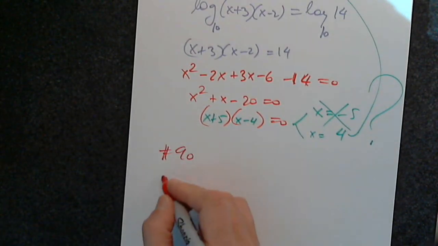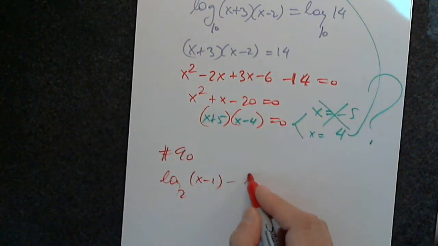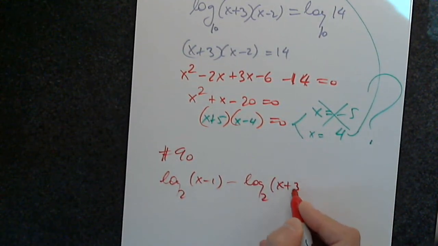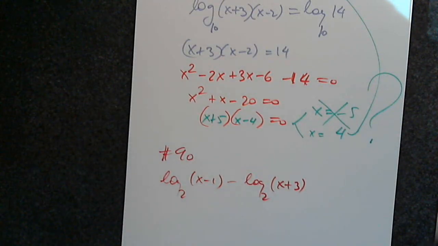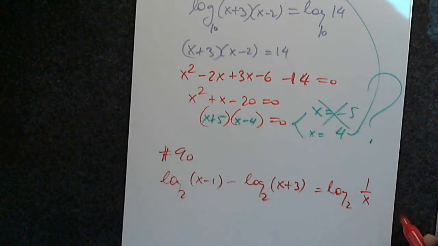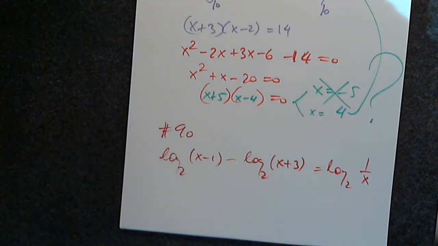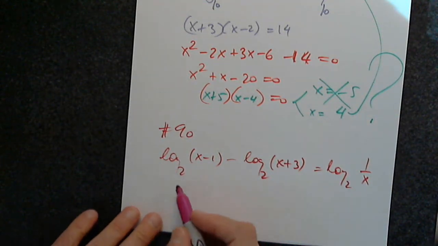90. Log base 2 of x minus 1 minus log base 2. You will not see two different bases in the same equation in this class. However, it's not difficult. We can always use the change of base formula, but you're not going to see that. Good. Perfect pick. The condition for the first one?